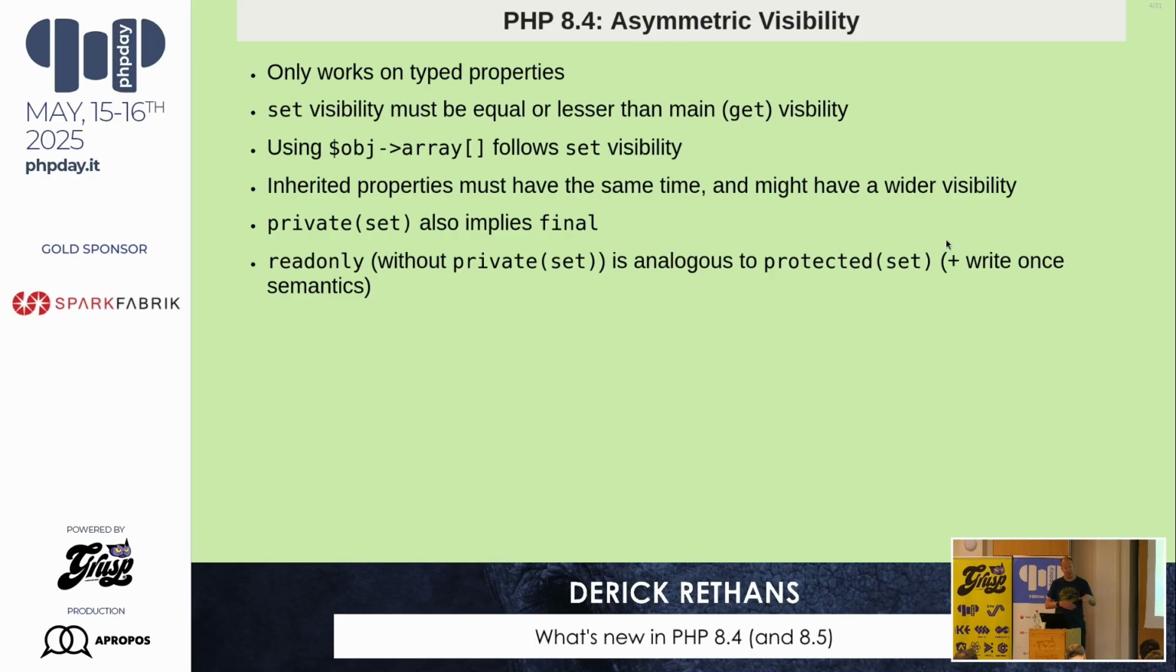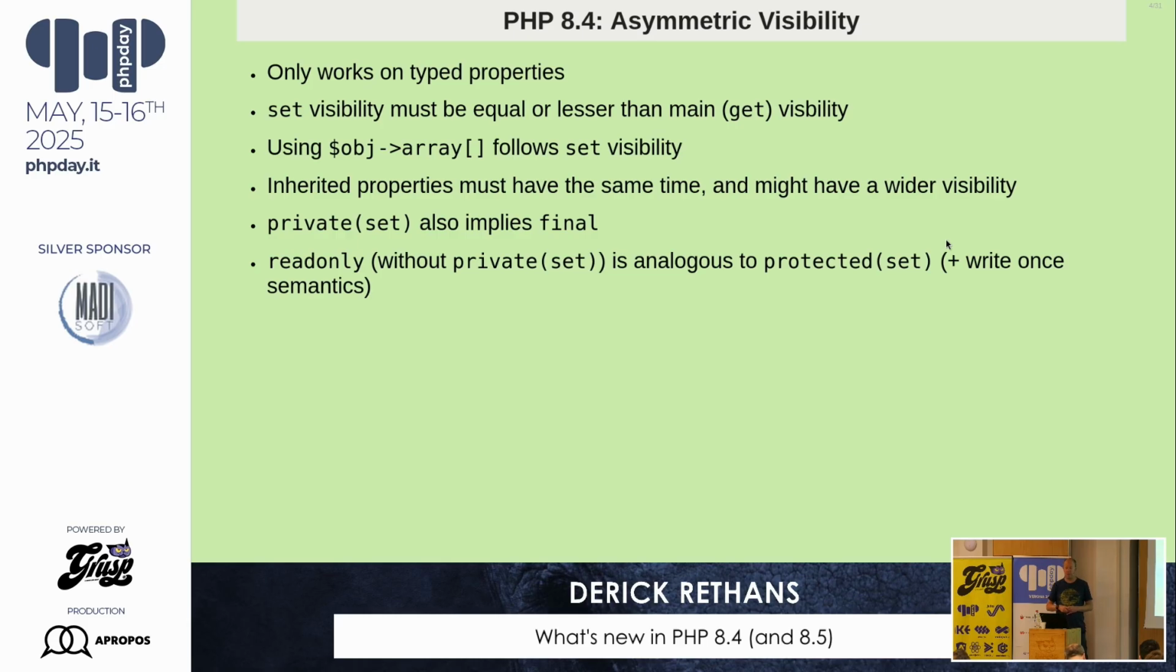The same thing if you inherit properties, they need to have the same type, and it is allowed to widen who can read and write to it. So just like you have a private property in an inherited class, you can make it a protected property. You can also do it with asymmetric visibility. If you use private set, it also makes your property final.